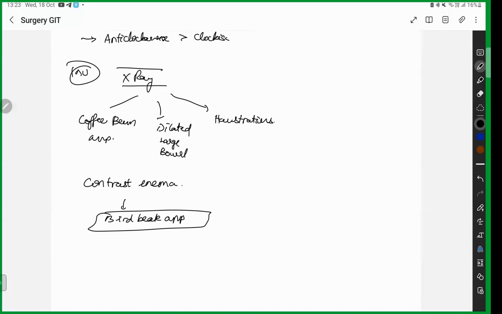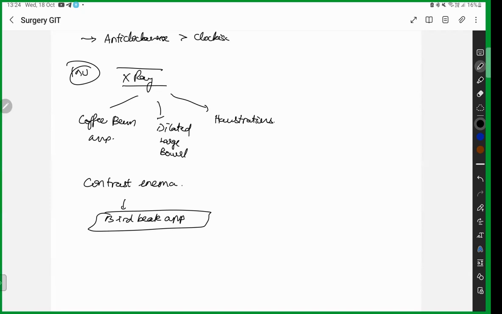Again, in sigmoid volvulus also you're going to see bird beak appearance. So what are the two places where you see bird beak appearance? Again, repeat along with me. You're going to see it in sigmoid volvulus. You're going to see it in achalasia cardia. What is the appearance you're going to see in carcinoma esophagus? You're going to get a shouldering effect, rat tail appearance, otherwise called apple core appearance.